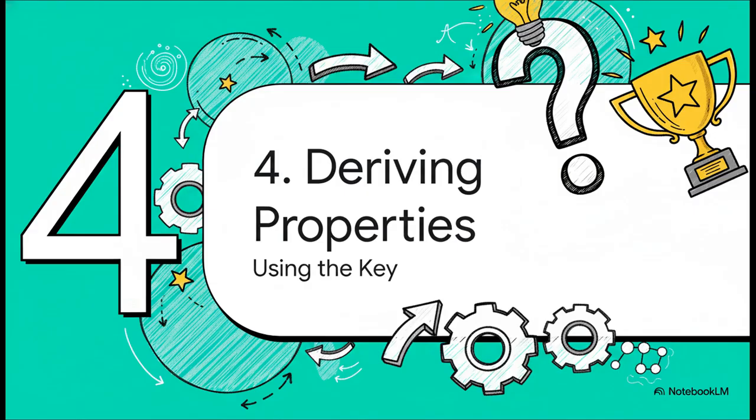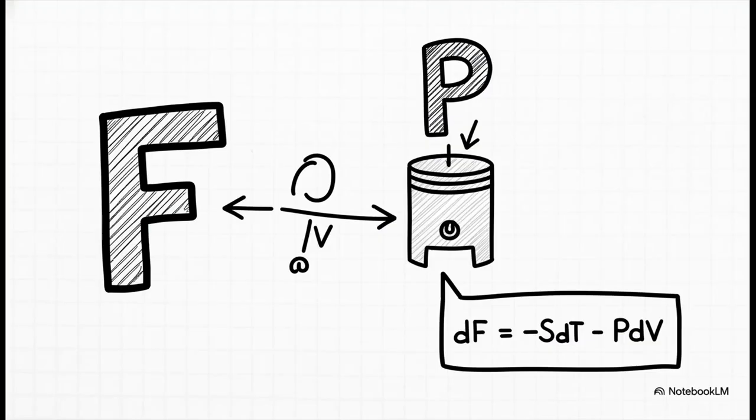This whole process is a repeatable strategy for solving problems. Mastering this next part is where you're going to score most of your points. For example, let's say you need to find the pressure. It's easy. You just take the partial derivative of F with respect to volume while keeping the temperature constant. It comes straight from that fundamental relation for dF.